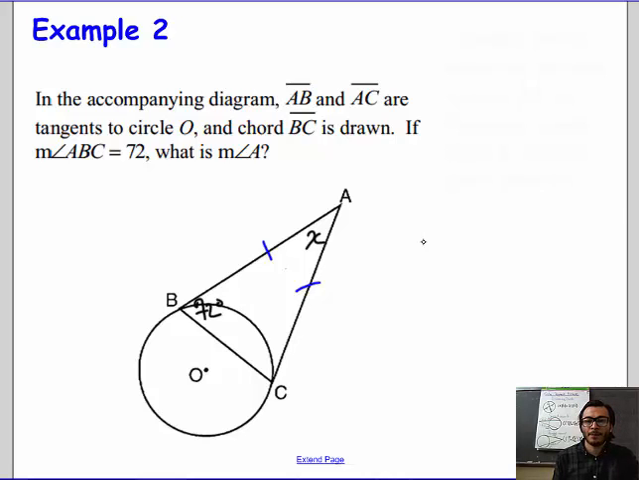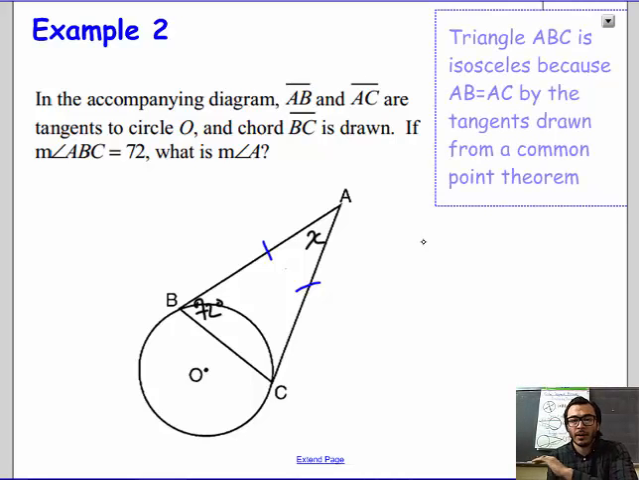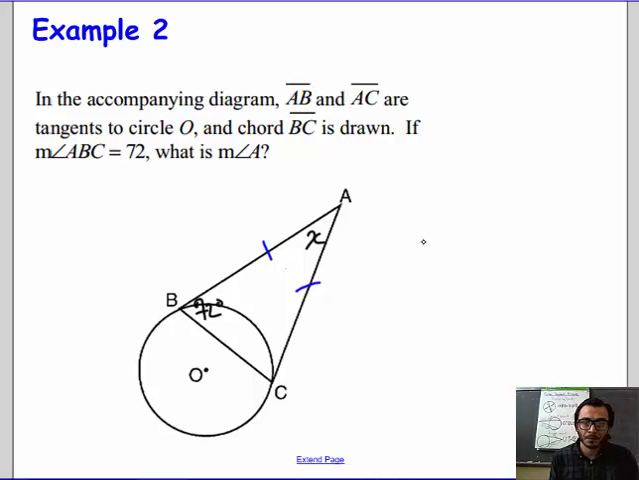Well, we know that we are dealing with an isosceles triangle because AB is equal to AC by the tangents drawn from the same external point theorem. So let me just erase that to make some room. So we know these two lines are equal to each other, so this has to be an isosceles triangle. So that means that these two angles here are equal to each other. So this is also 72 degrees because it's isosceles.